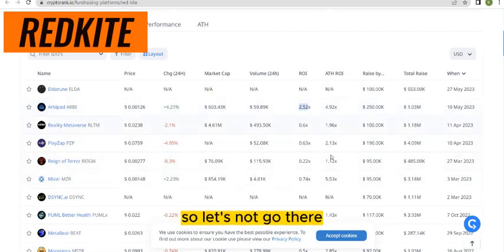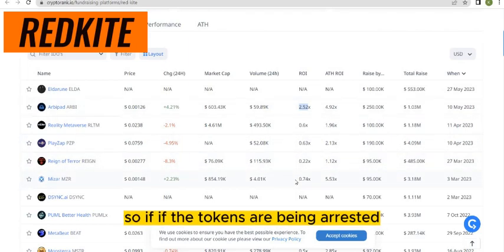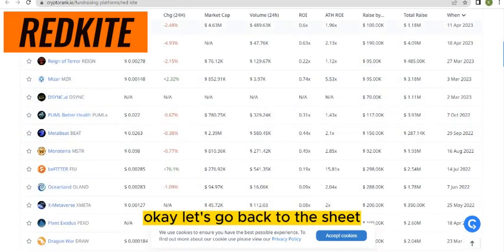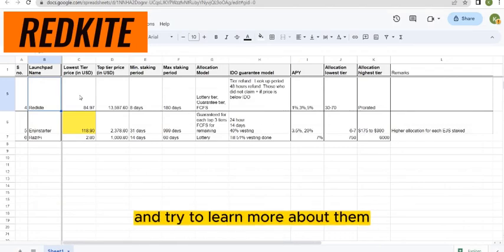So let's not go there. Other launches have done some decent multiples on the launch, but the current ROI is low. So if the tokens are being vested, then the investors are not making huge profit. Okay, let's go back to the sheet and try to learn more about them.